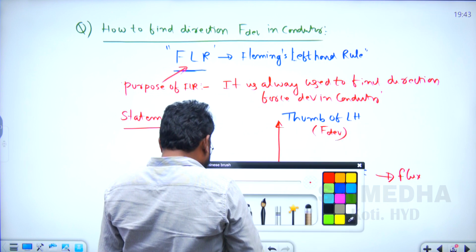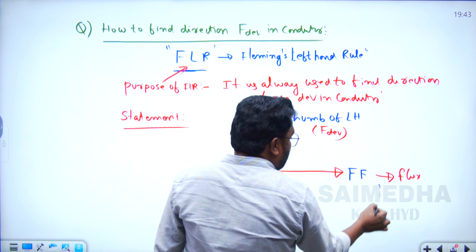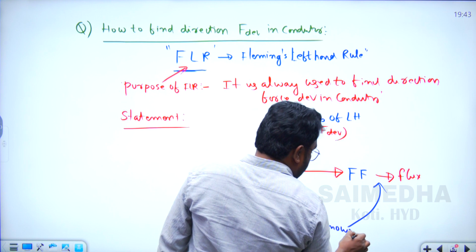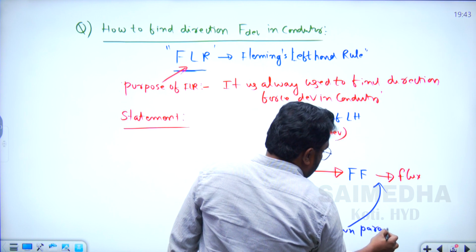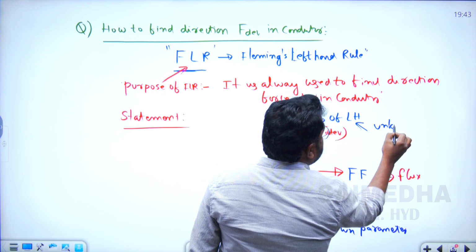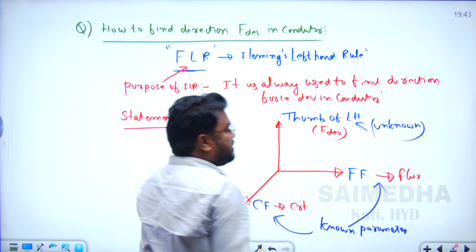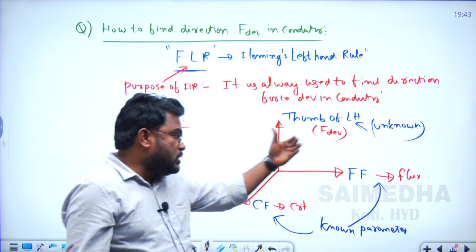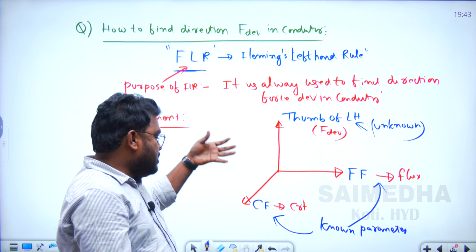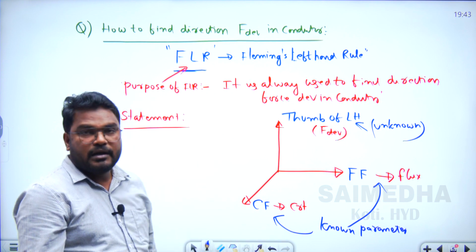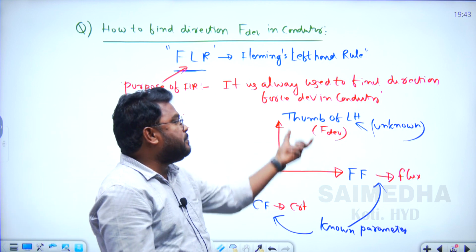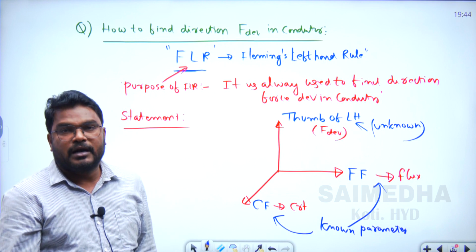In this case, these two are the known parameters, the known directions, and this one is the unknown, which we need to find out using these two known parameters. So if we know the direction of the flux in the magnetic field, and we know the direction of the current passing through the conductors, then we can find out the direction of the force developed by the conductors.